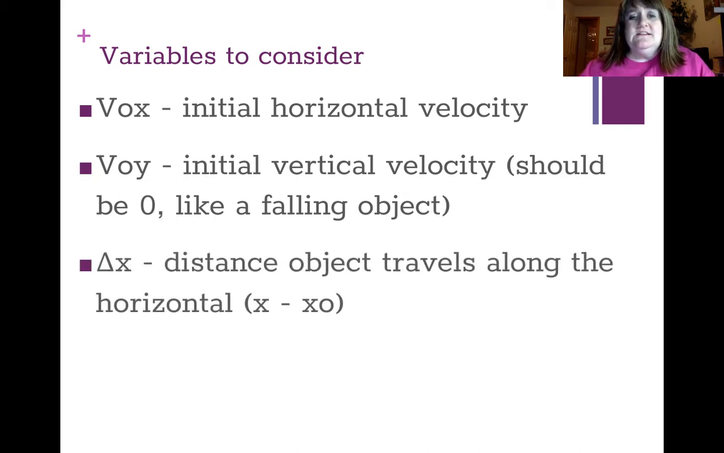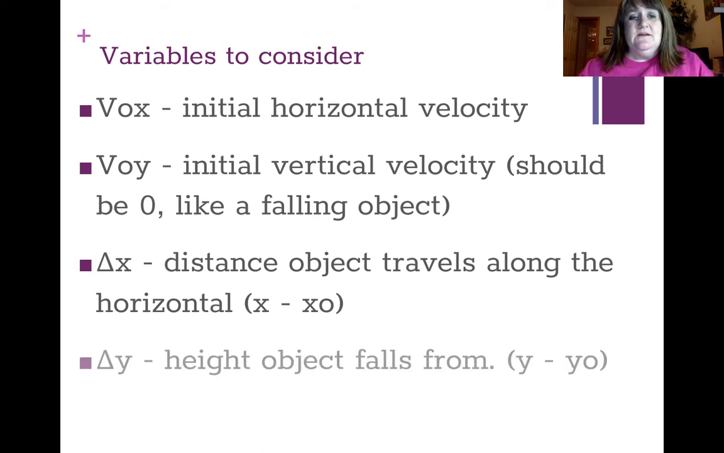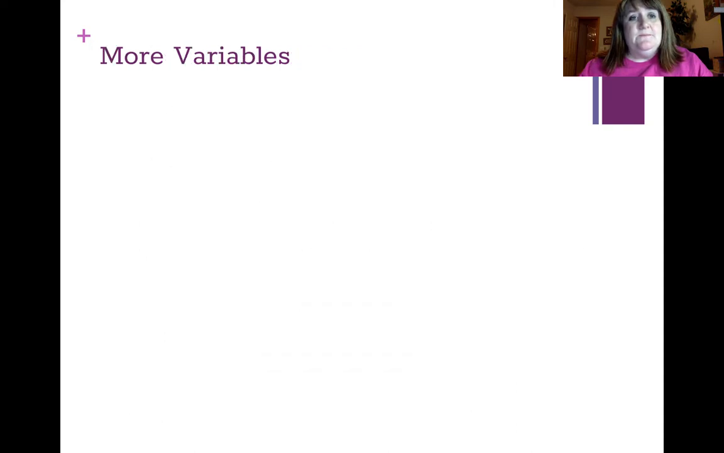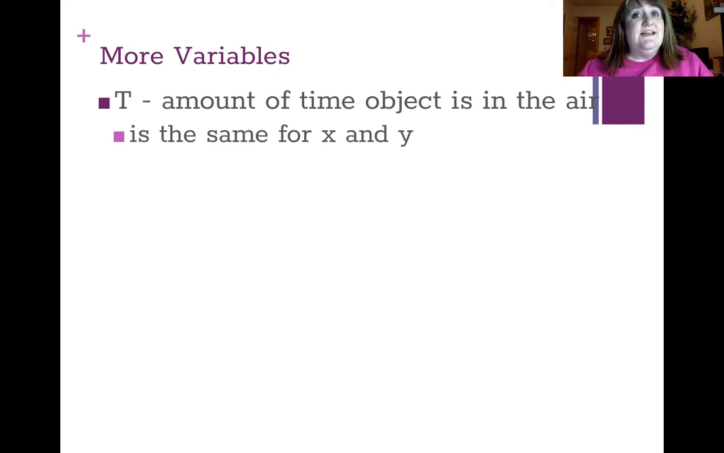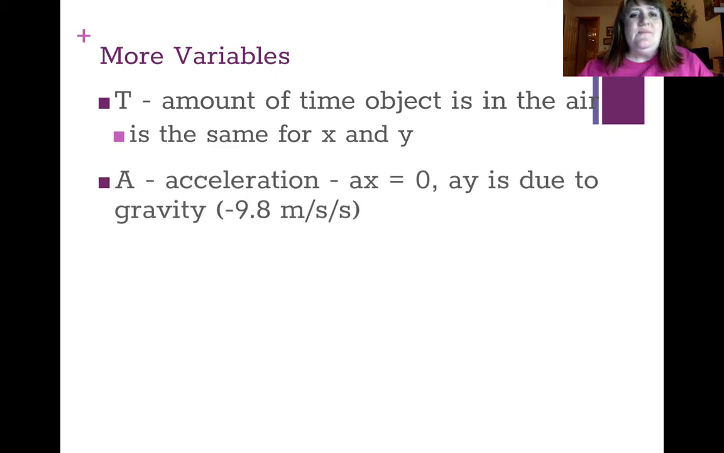Delta x is the distance the object travels, which is x minus x naught, and that is horizontally. Delta y is the height of the object that it falls from, or y minus y naught. T is the amount of time the object is in the air. It's the same for x and y. A is the acceleration, and ax is equal to 0 because we have constant speed. Ay is due to gravity, which is a negative 9.8 meters per second per second.